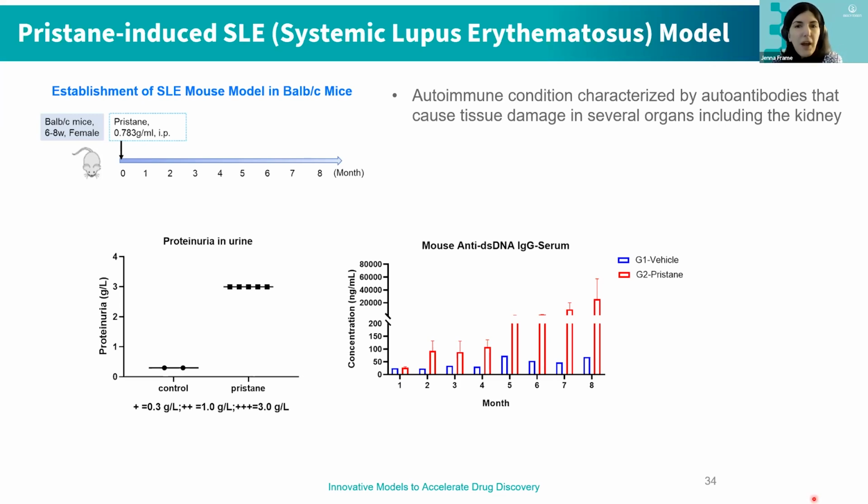So before we wrap up, I'll introduce 2 more models focused on kidney disease. The first being a model of SLE, which is an autoimmune condition characterized by autoantibodies that cause tissue damage in several organs, including the kidney. SLE is modeled by administration of the chemical pristane, which is given as a single IP dose to Balb/c mice. After 8 months, proteinuria in the urine and mouse anti-double-stranded DNA IgG in the serum are found to be elevated after treatment, indicating that SLE-like disease is induced in the mice.